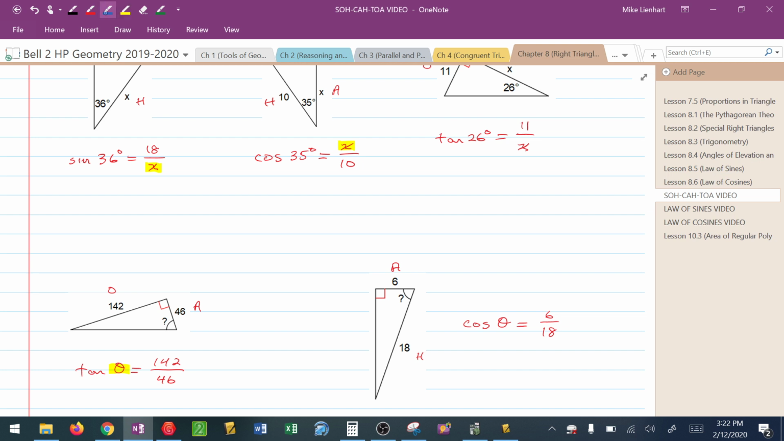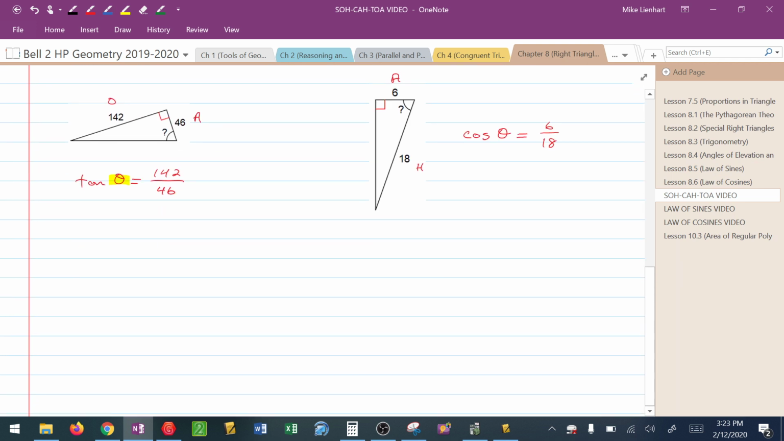Now, when I'm missing the denominator, to find that measurement, I'm going to take 18 divided by the sine of 36. All right, we're going to come back to the calculator here in a minute. To solve this one, because I'm missing the numerator, I'm going to take 10 times the cosine of 35 degrees. This third one right here, I'm missing the denominator, so I'm going to take 11 divided by the tangent of 26 degrees.